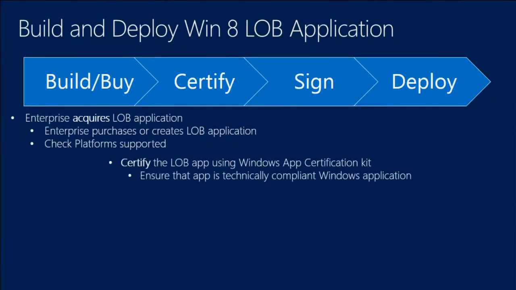Then the second step is you have to certify your line of business application, which is always a good thing to do. If you are going to host an application in the Windows Store, then the Windows Store publishing mechanism takes care of this certification.